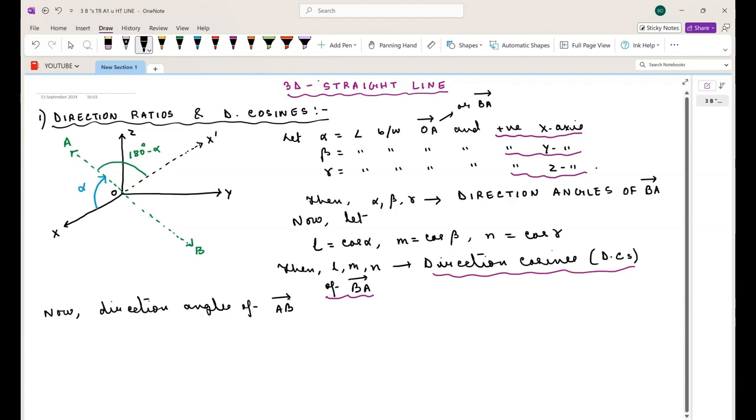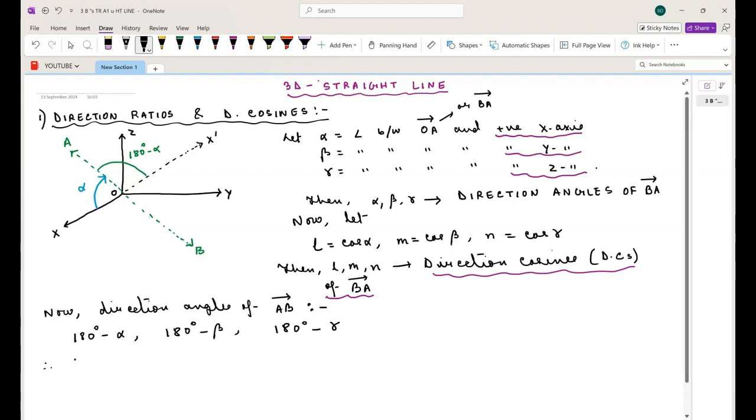That is in the direction of B. So if you take this, then what happens? What are the direction angles of AB? It will be 180 minus alpha, 180 minus beta, 180 minus gamma. So I have shown only one in the picture. So direction angles of AB will be this.